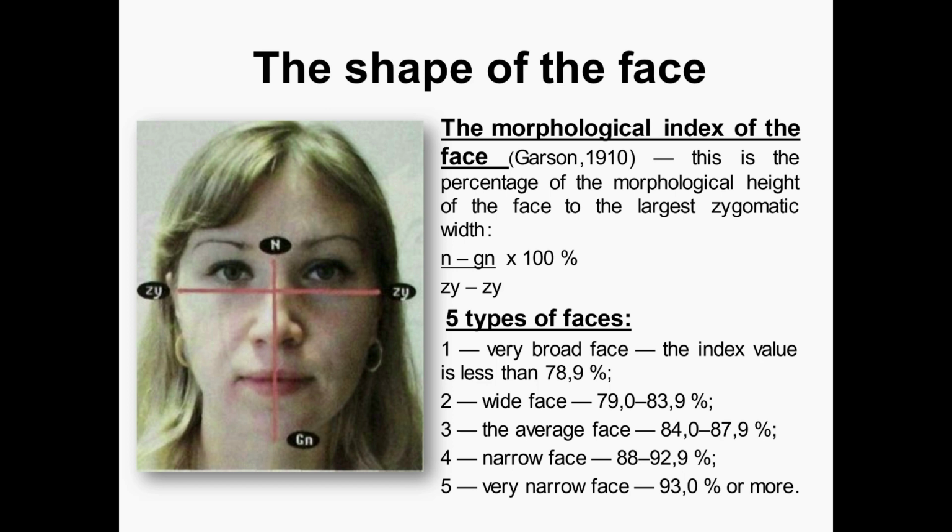First, very broad face. The index value is less than 78.9%. Wide face from 79 to 83.9%. The average face 84 to 87.9%. Narrow face from 88 to 92.9%, and very narrow face 93% or more.